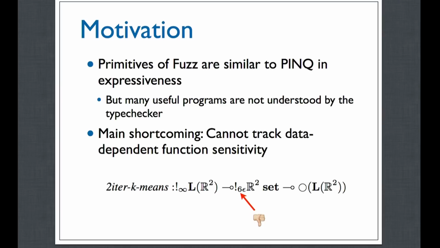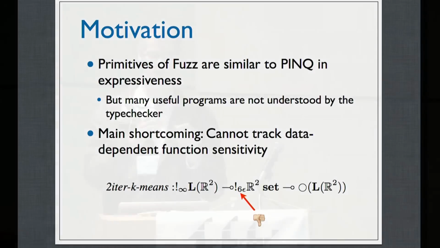dependencies of sensitivity. So if you look at the untyped part of the language, just the underlying functional computation model, it's very similar to Pink. But the type system restricts what programs can be judged as correct or private. For example, at the bottom of the slide is written out the type of the k-means algorithm running for 2 iterations. And in that type is the constant 6 epsilon. So if you iterate it twice, a 6 shows up in that subscript. If you iterate it 3 times, then a 9 shows up, and so on.